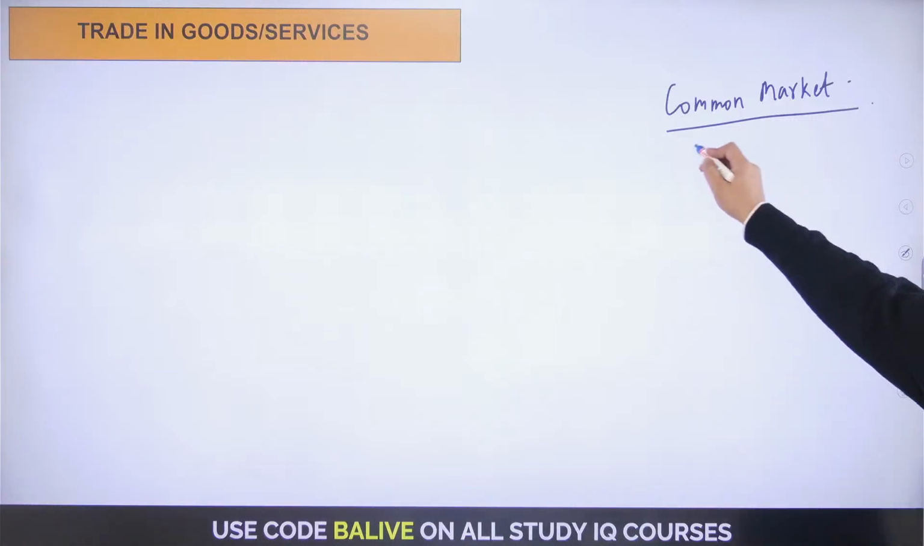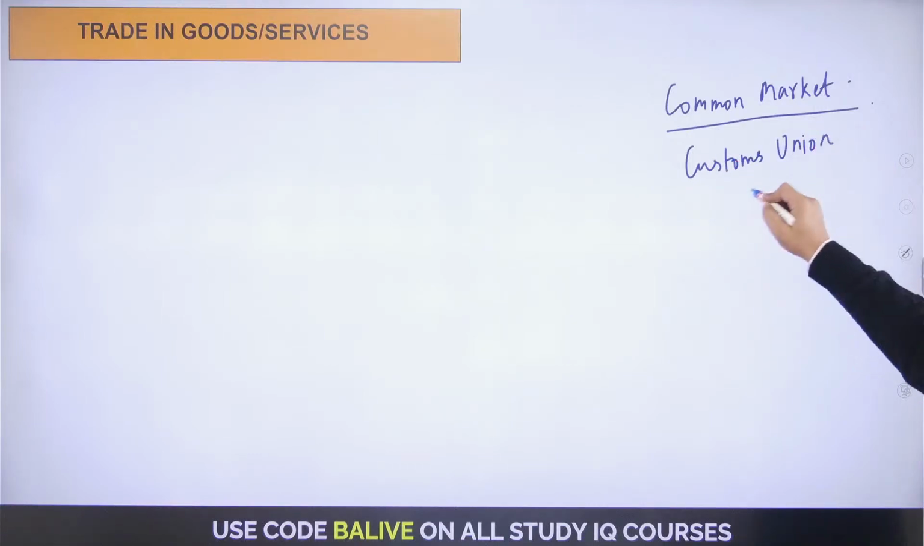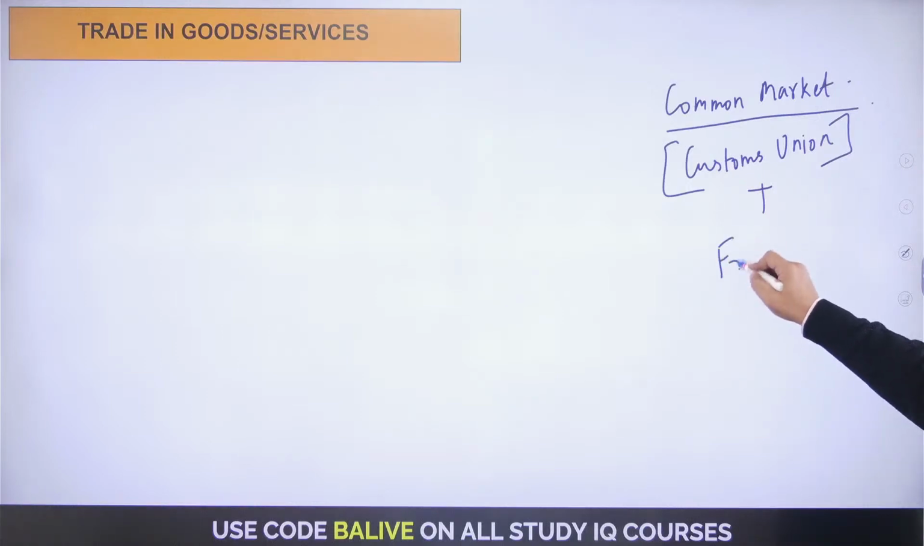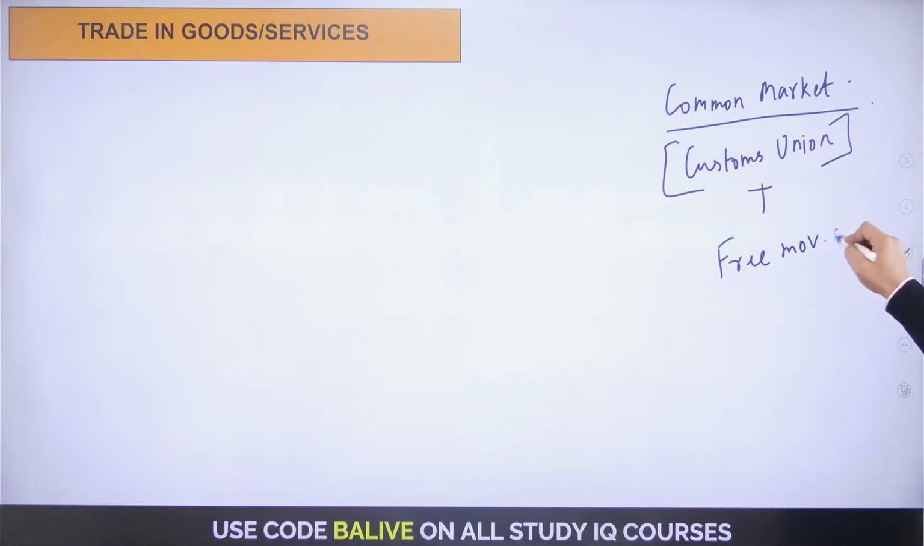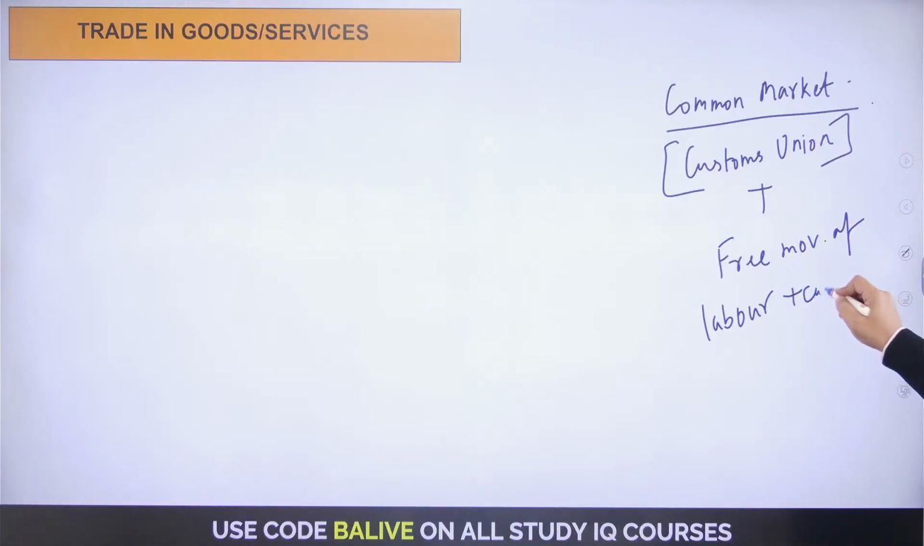So this is essentially a customs union. Understand it in the maths formula. So all the characteristics of a customs union that I just told you about. And then you have free movement of labor. Free movement of labor will be present. And then you will have free movement of capital also. This is it. This is a common market.